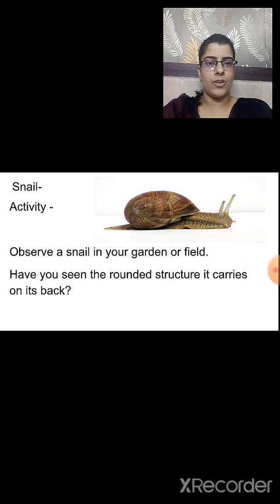Observe a snail in your garden or a field. Have you ever seen the snail? How does it look like? Have you seen the rounded structure it carries on its back? You might have observed that the snail has the rounded portion on its back. What is this round structure?